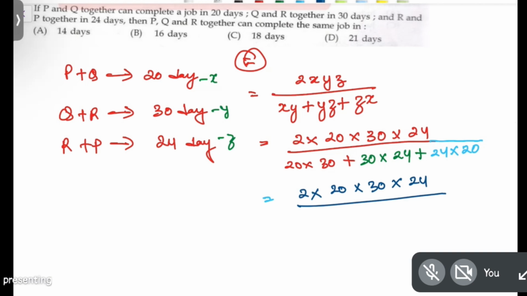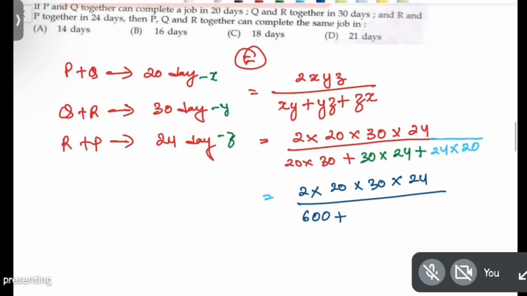So now 2 3s are 6. That means 20 into 30 will give me 600, plus 3 4s are 12, 2 1 and 10, 3 2s are 6, 7. I'm just multiplying, okay? Next is 24 into 2 is 48 and 0. This is what I have. Now I'll sum the denominator first, okay?